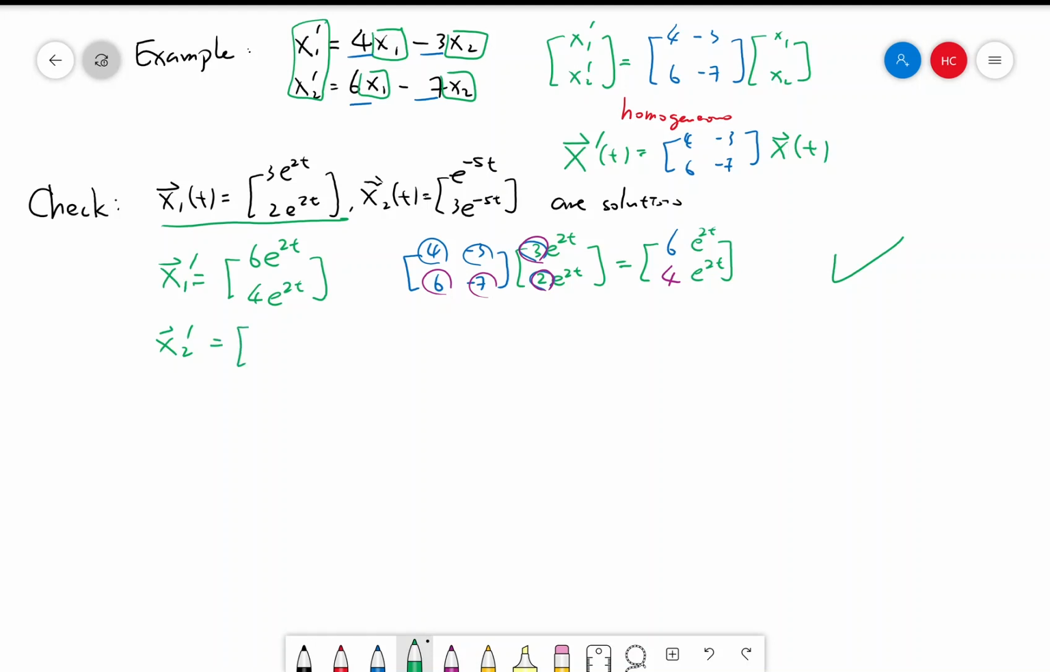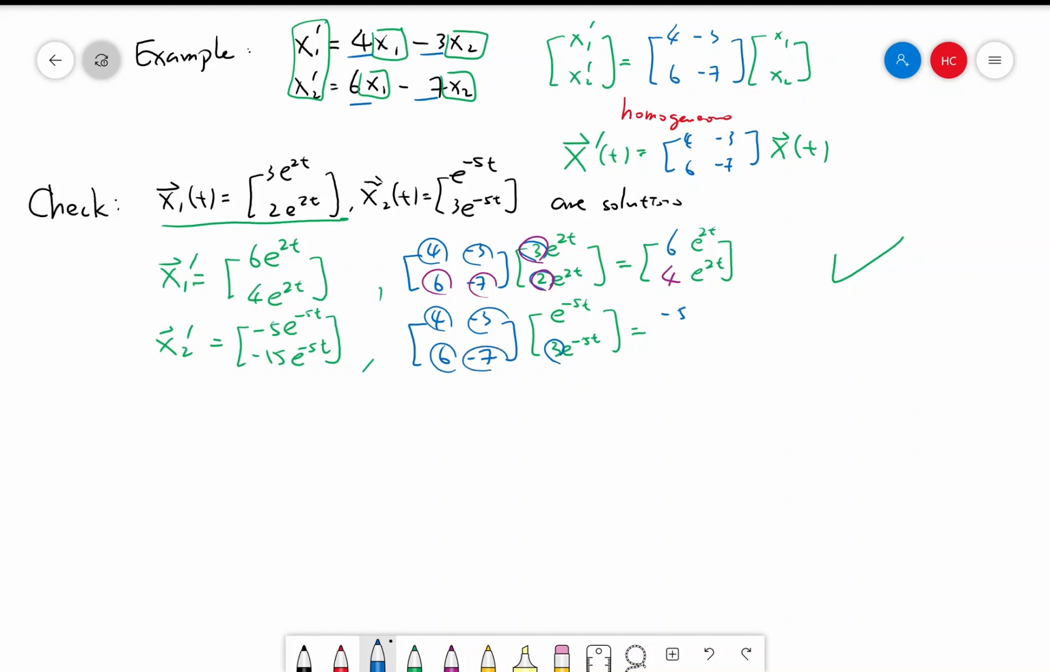And we'll do the same thing for x2. So x2 prime is minus 5 e to the negative 5t, negative 15 e to the negative 5t. And the matrix times this vector equals, let's do this again, 4 minus 9 is negative 5, and 6 minus 21 is negative 15, and the rest is the same. So it checks out. So these two are indeed solutions.